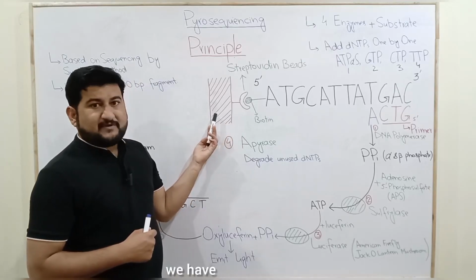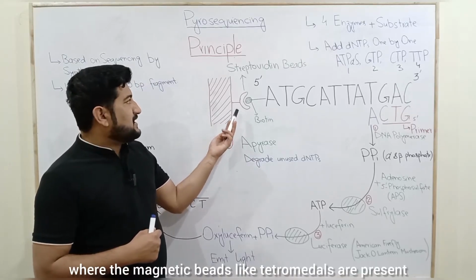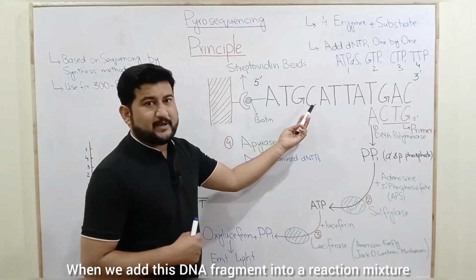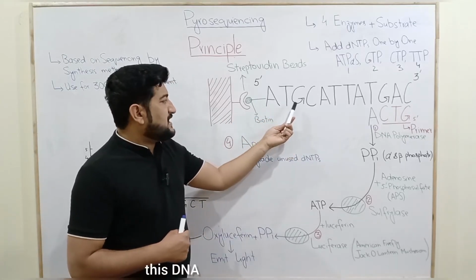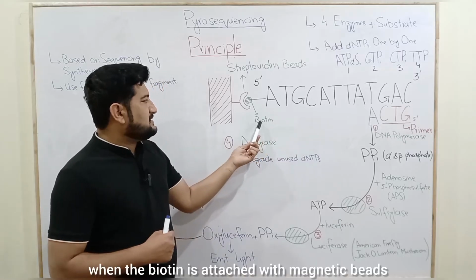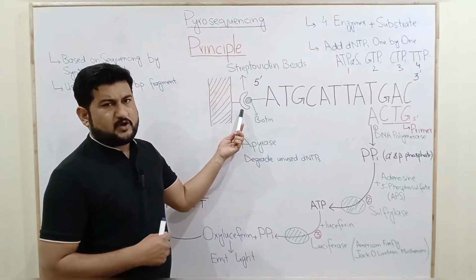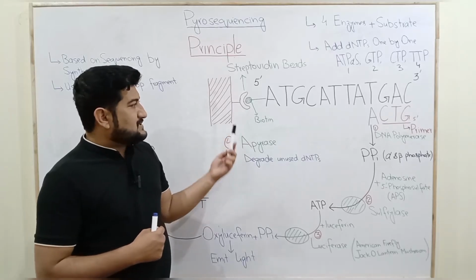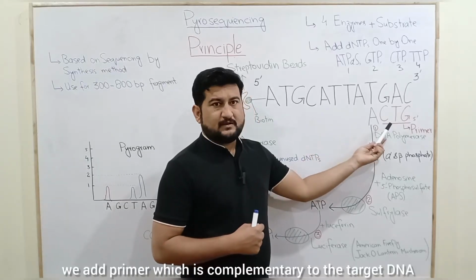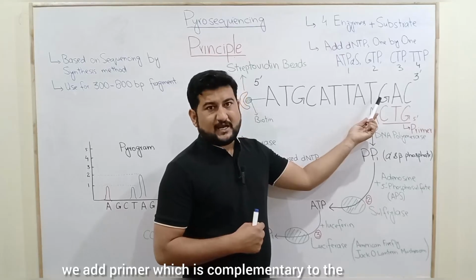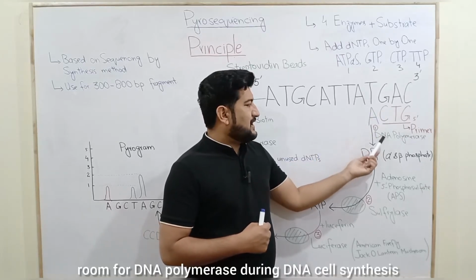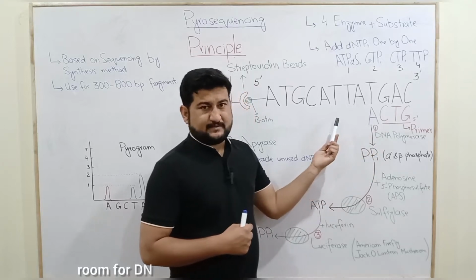On the other side, we have a solid surface where magnetic beads like streptavidin beads are present. When we add this DNA fragment into the reaction mixture, the DNA becomes immobilized when the biotin is attached to the magnetic beads, because the magnetic beads have affinity to bind with biotin. In the second step, we add a primer which is complementary to the target DNA. This primer provides a 3-hydroxyl group for DNA polymerase during DNA synthesis.